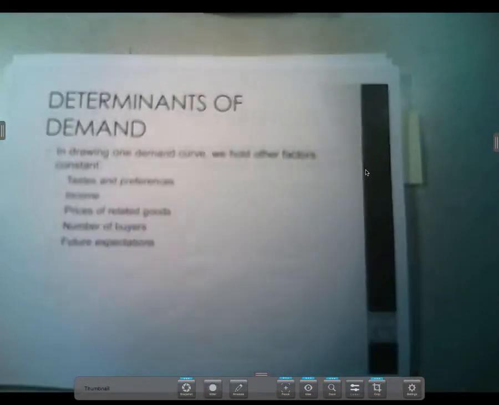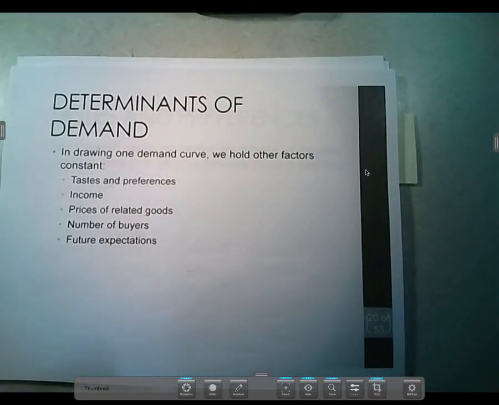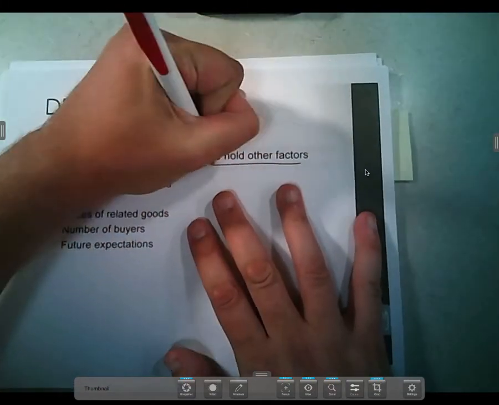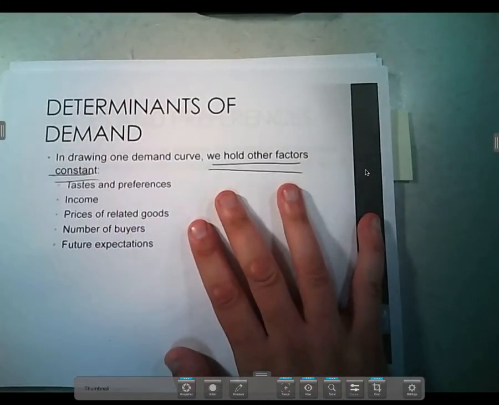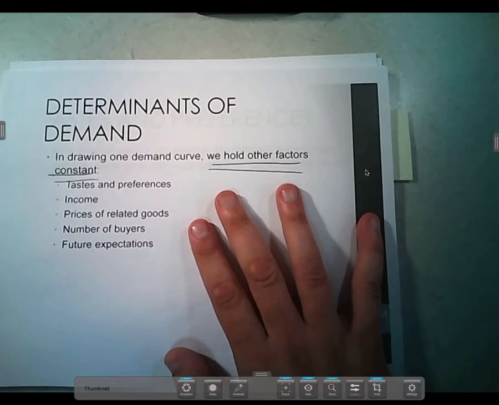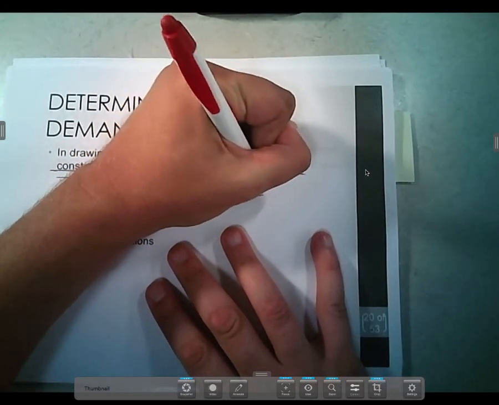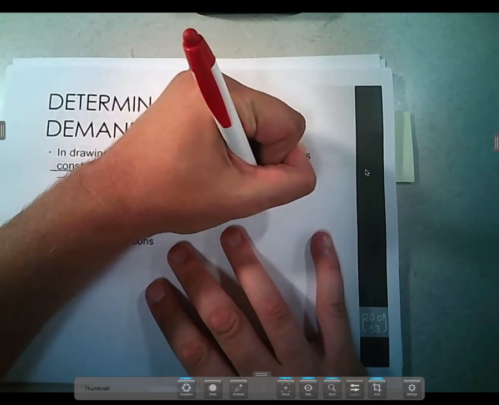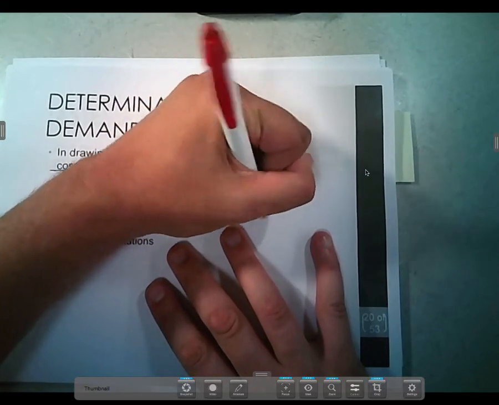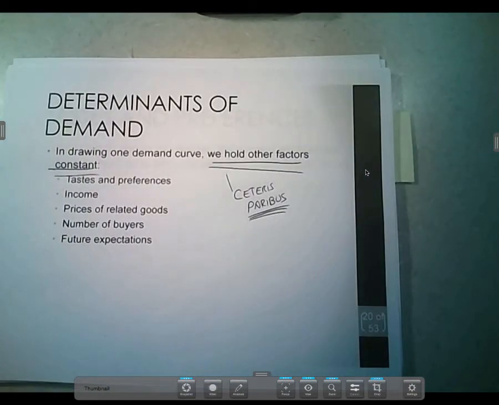So what is all in this demand curve? That's the next question. Here we're saying that demand is a function of multiple things. Remember this part right here? Hold other factors constant. Remember that from chapter 1? That's my ceteris paribus assumption. And what we're then saying is that demand is a function of all of these variables plus the price.